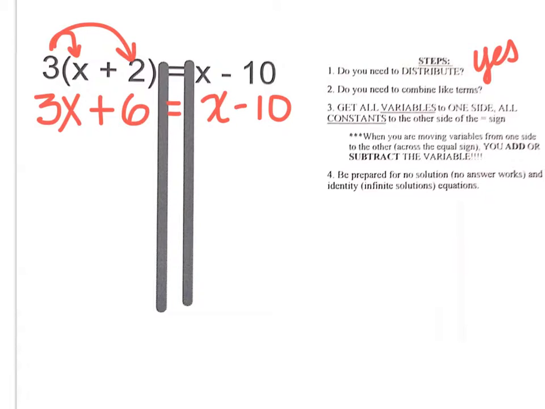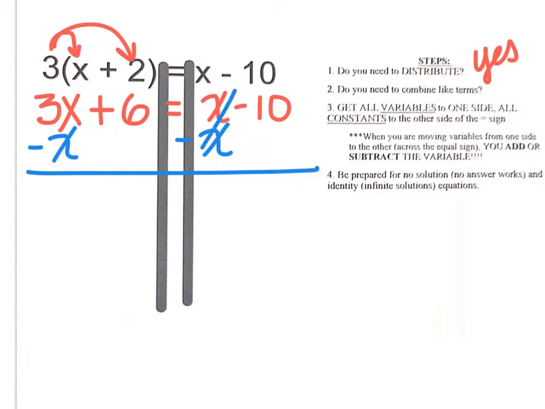Now from here, you can decide. You can either move the constants or you can move the variables first. It doesn't matter. This is now whatever makes you feel better. Me personally, I like to get all my constants on one side first, and I like to do whatever keeps my variables positive. So I'm going to move my variables first. I'm going to move this x on the right hand side. I'm going to get rid of it on the right hand side and move it to the left hand side.